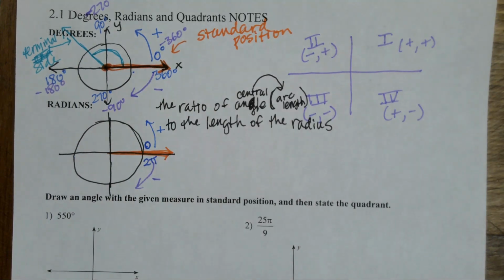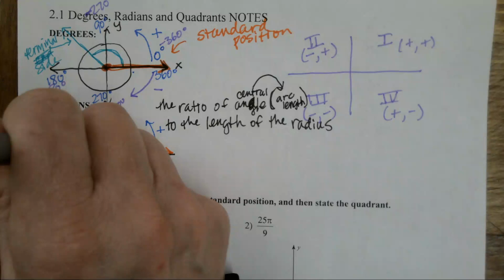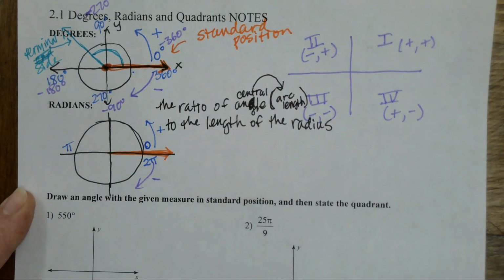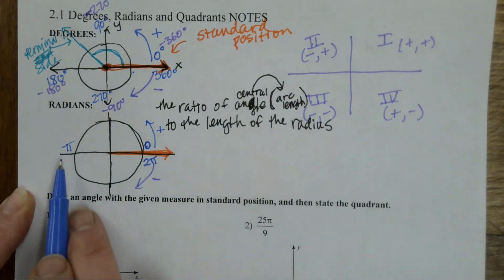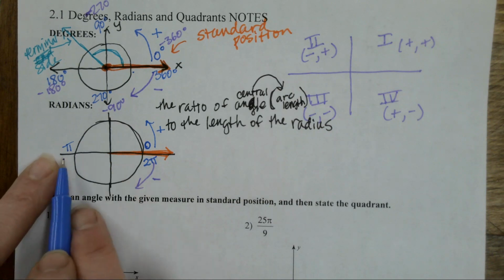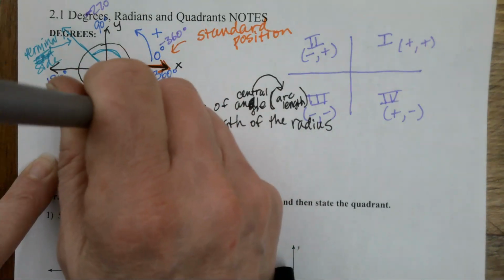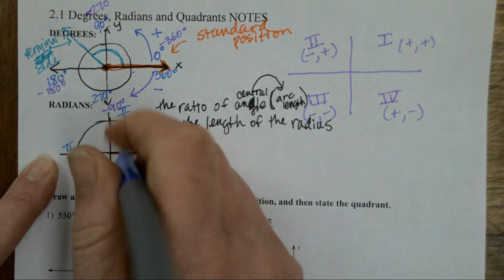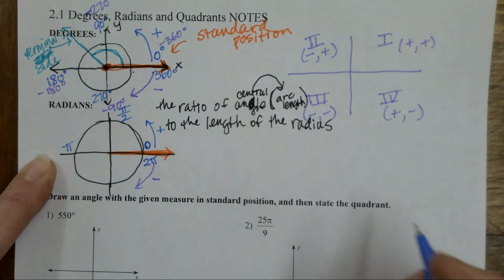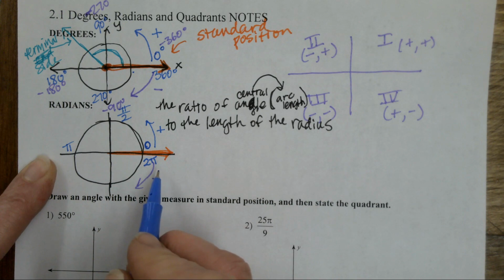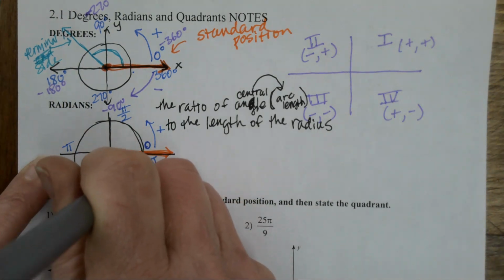So instead of one lap around a circle being 360 degrees, we take one lap around the circle being 2 pi. So that means that halfway around is pi, and a quarter way around would be half of pi, or pi over 2, and 3/4 of the way around would be 3/4 of 2 pi, which is 3 pi over 2.